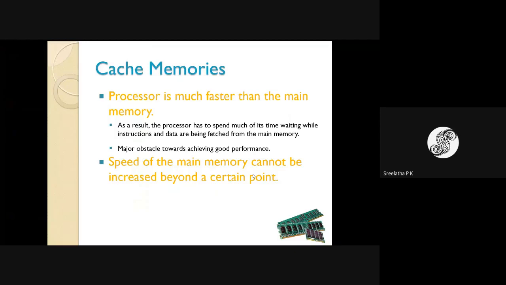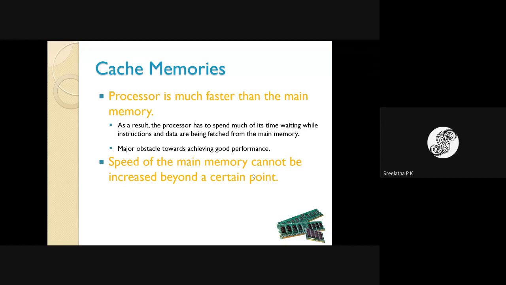Cache memory is the memory which comes in between the processor and the main memory. I had told in the previous class that any program to be executed, any instruction or data to be used in the processor must be in the primary memory, that is RAM, main memory. The time taken to access data from main memory is much more when compared to the time taken for accessing data from cache memory.